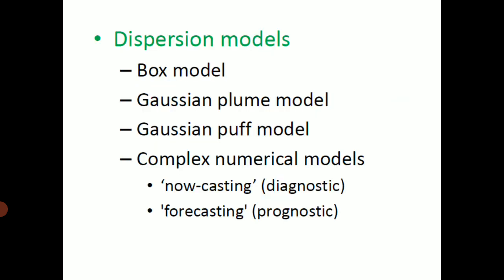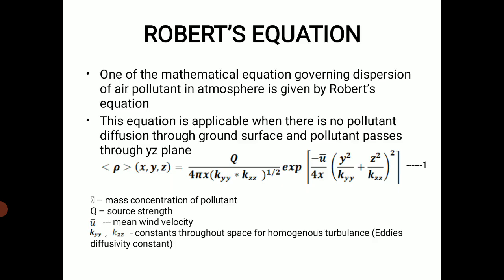So there are different types of model: Gaussian plume model, box model, Gaussian puff model, and other nowcasting and forecasting models. Nowcasting means predicting about the present, and forecasting means predicting about the future. And moving on to Robert's equation.